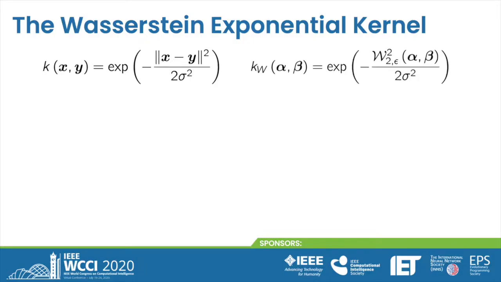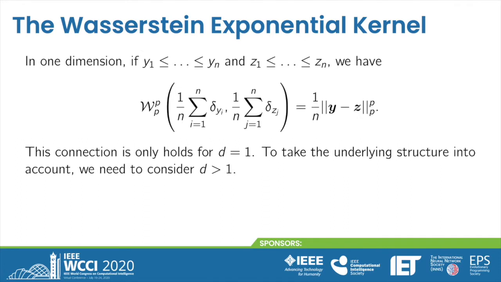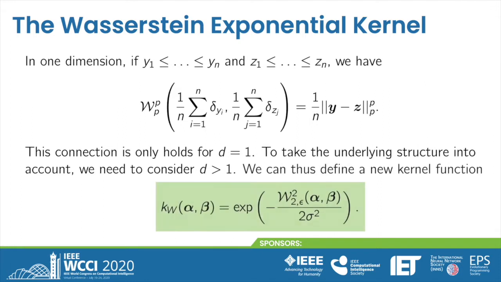Now that we have defined a distance which takes into account the underlying structure and a way to compute it, we can define our new kernel function by just replacing the L2 distance by the Wasserstein distance. To illustrate this, we can consider a specific case of Wasserstein distances where the data points can be ordered, so are one-dimensional, and we have an equivalence with an Lp distance. But this only holds for one dimension. So if we really want to take the underlying structure into account, we have to consider higher dimensions.